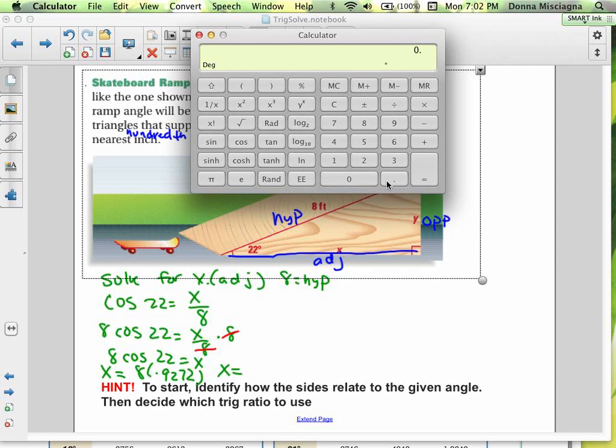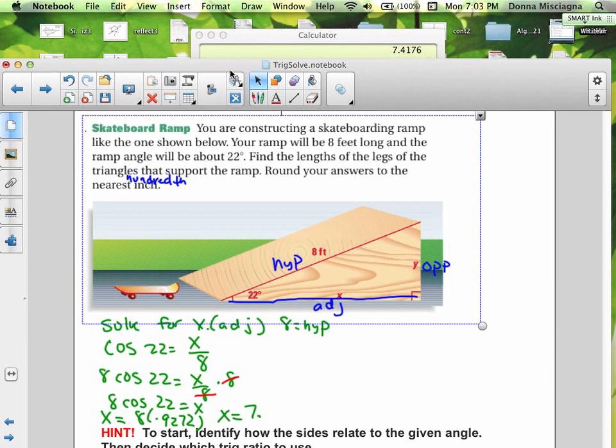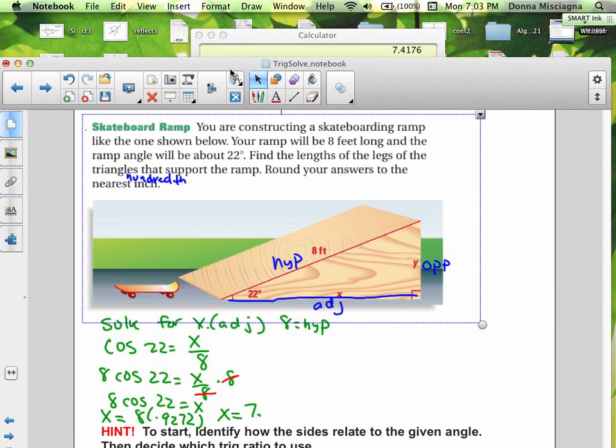times 0.9272. So that is 7.4176. And since we said the nearest hundredth, that would be 7.42.